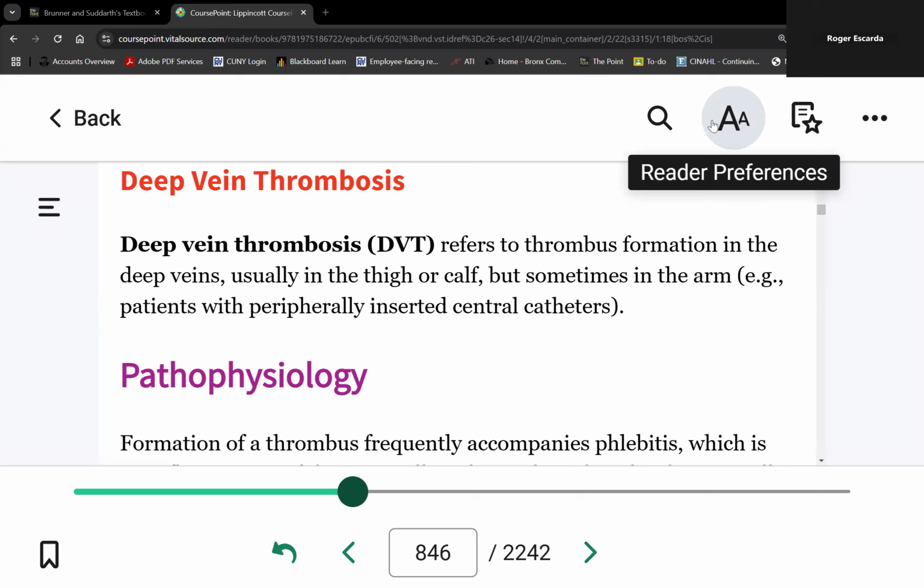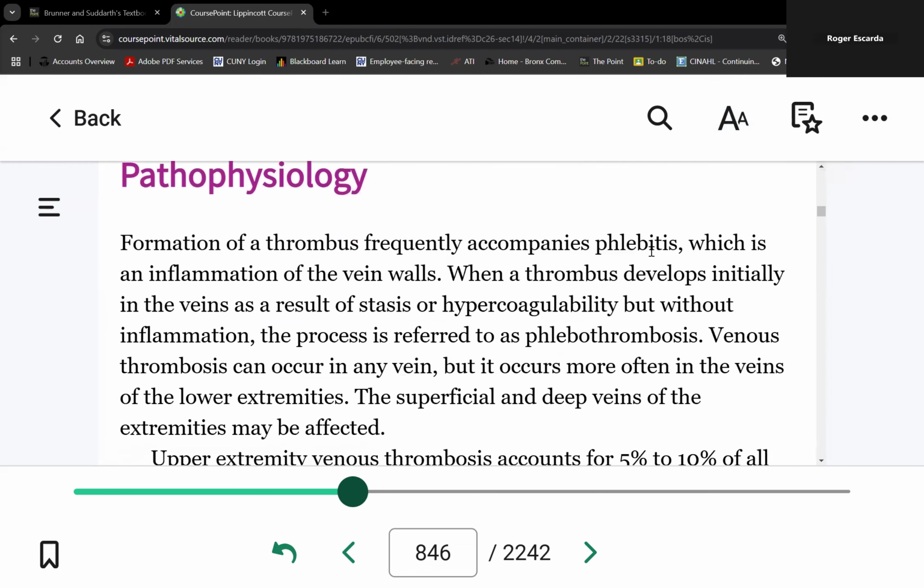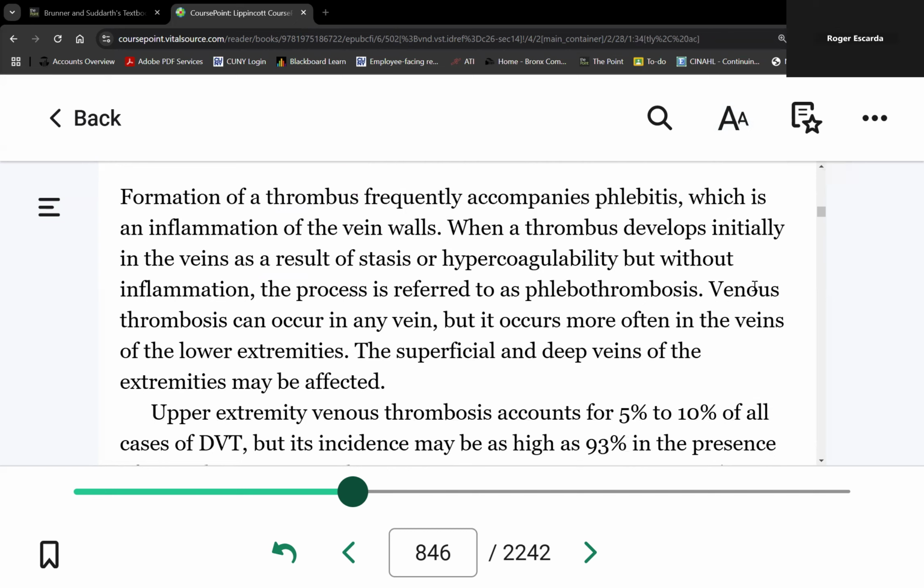Let's start with DVT because the risk factors for PE and DVT are exactly the same. There are three ways that we form blood clots, meaning not three ways, but three risk factors. So we form blood clots in one of these three conditions. One, inflammation or injury to the endothelium.